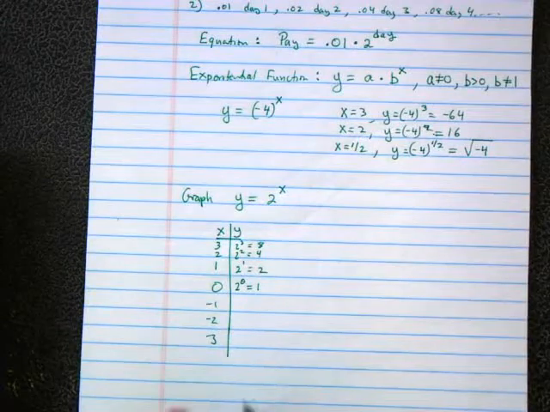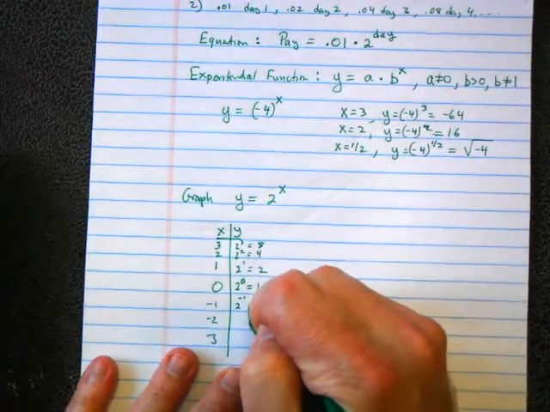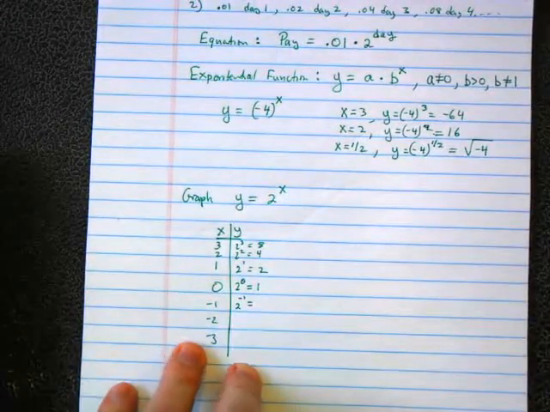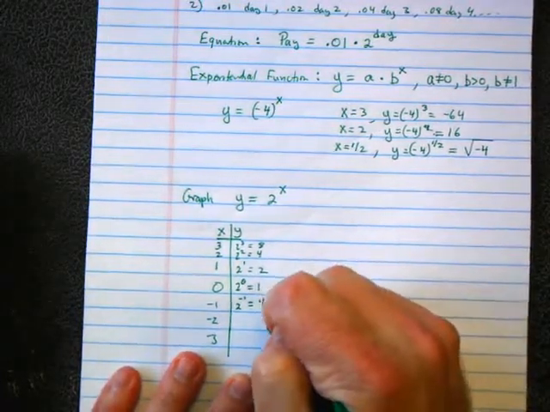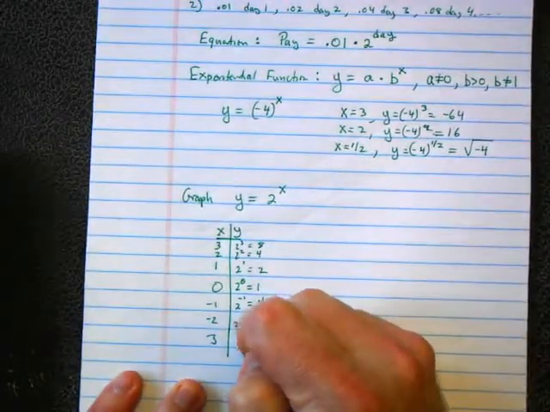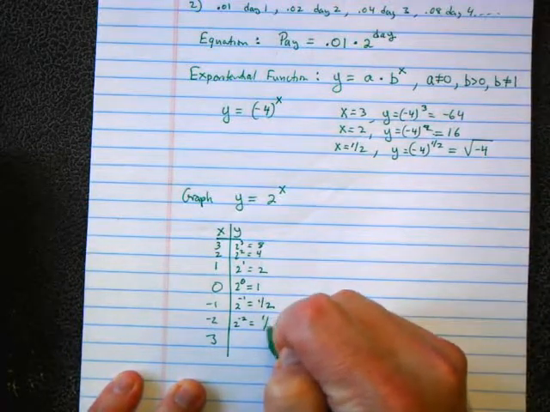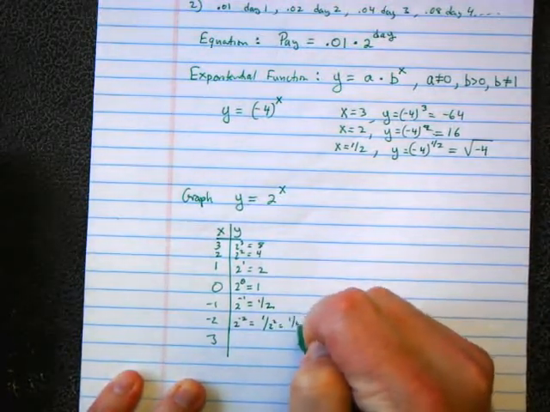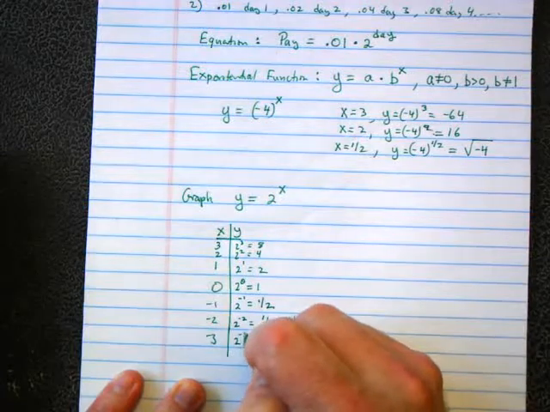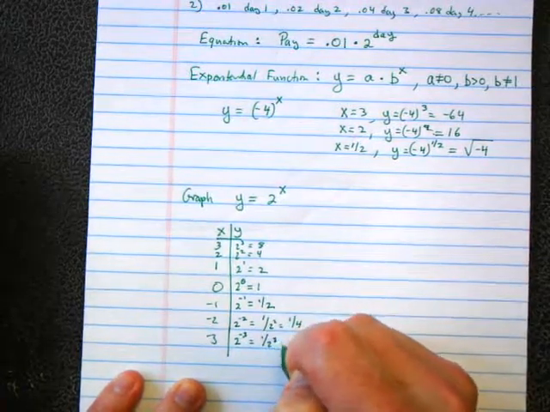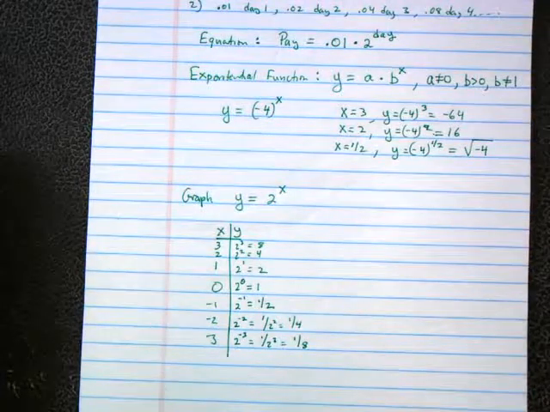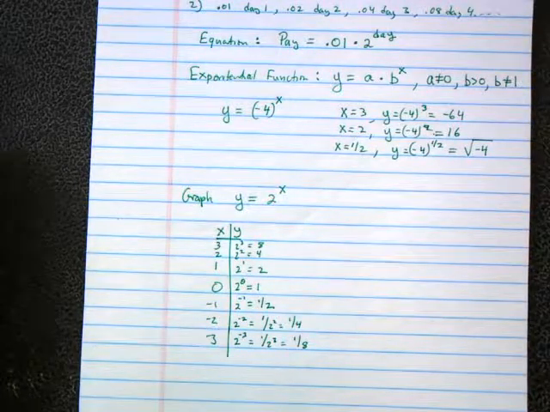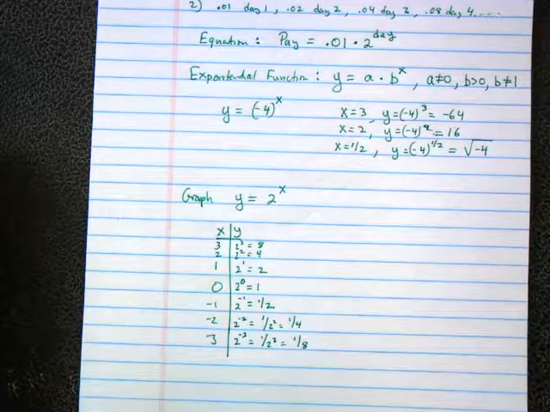What about 2 to the negative 1? That's 1/2. Remember, what do negative exponents do? Negative exponents give you fractions. 2 to the negative 2 is 1 over 2 squared, which is 1/4. And 2 to the negative 3 is 1 over 2 cubed, which is 1/8. Again, those negative exponents do not give you negative answers. Rather, negative exponents make fractions.